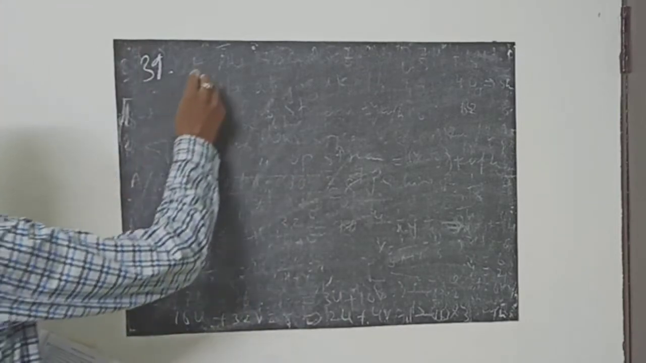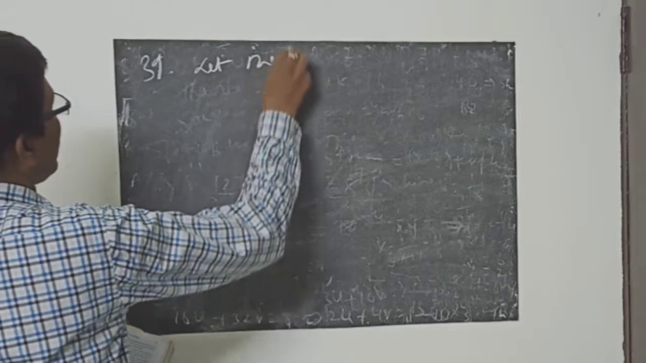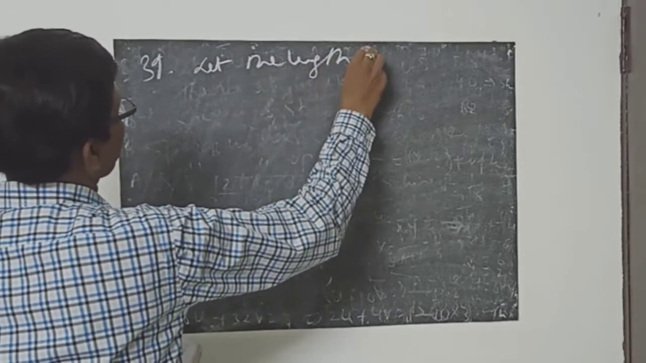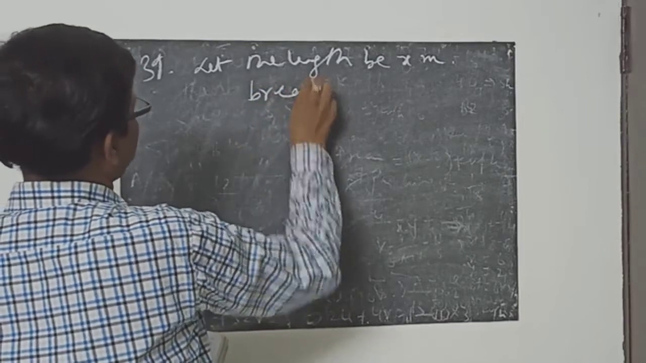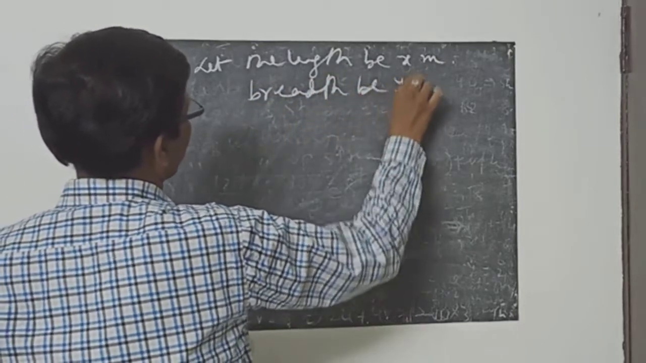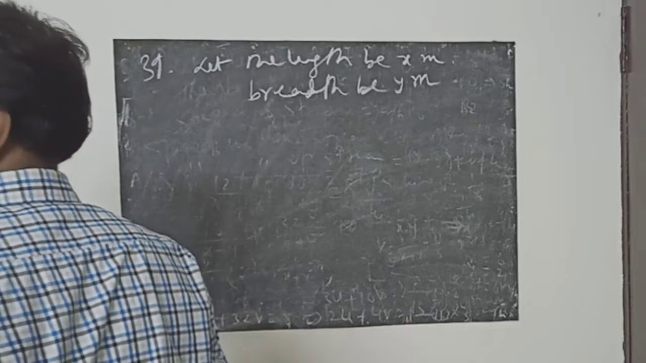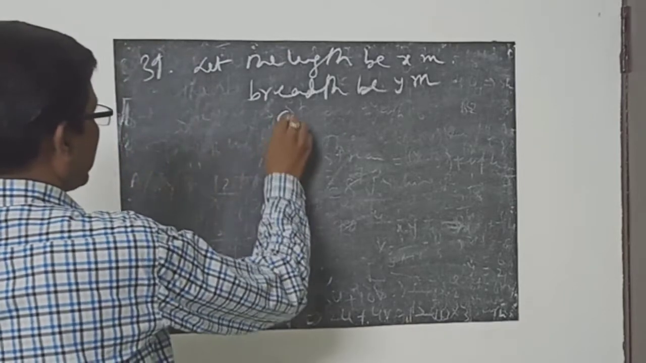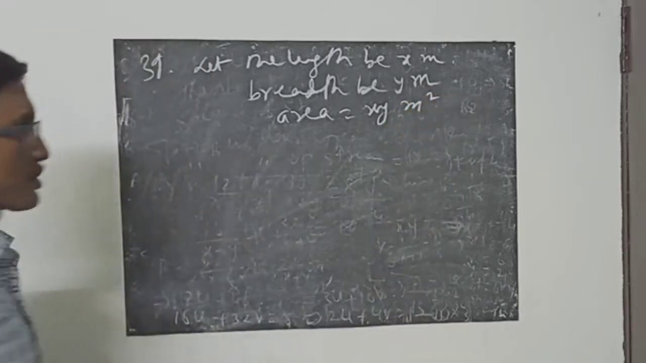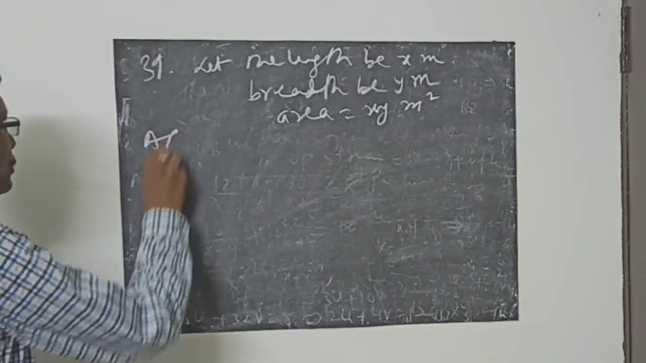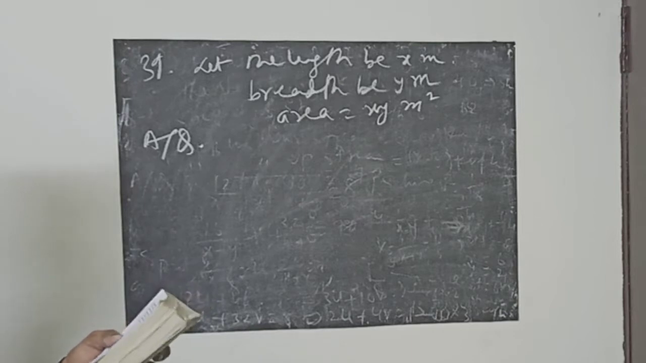So let the length be x meter and breadth be y meter, and since it is related to the area, therefore area equal to xy meters square. So according to the question, first read the question.